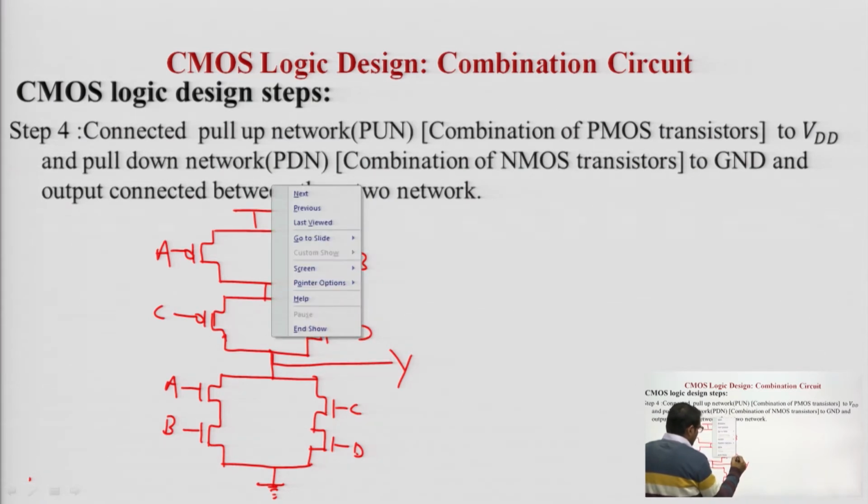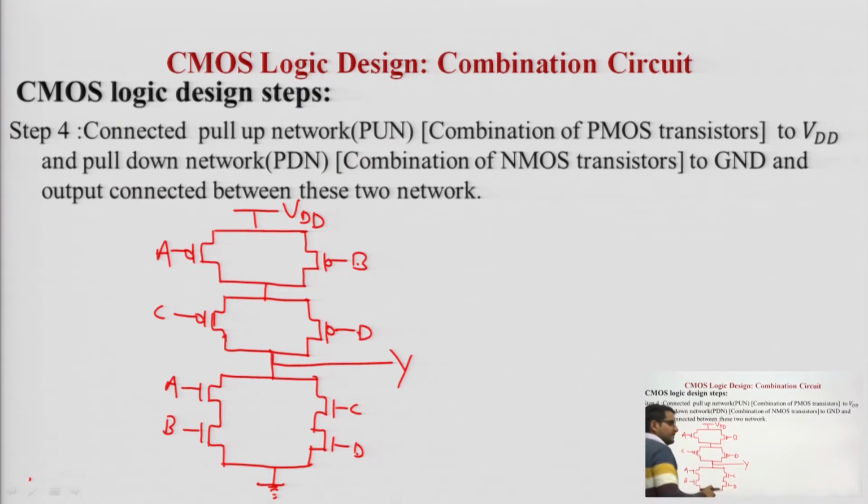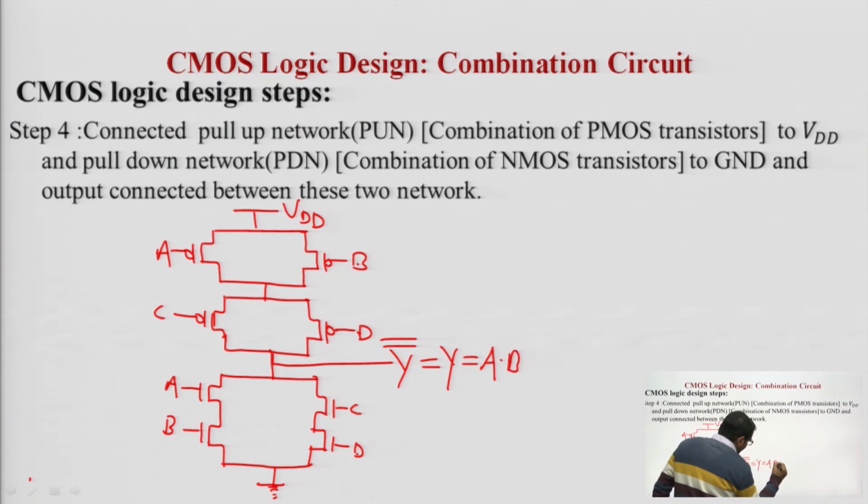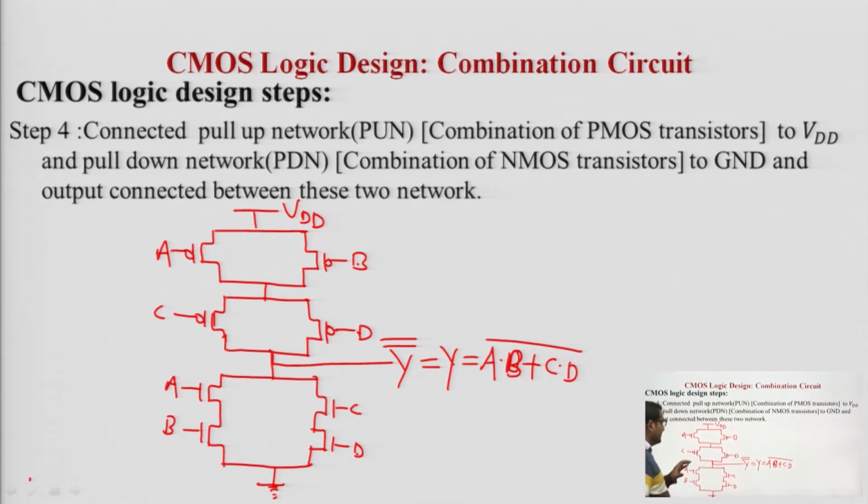Step 2: in a CMOS design, output is always given in a complementary form. So we actually start the design from step 2. Step 2 is Y bar. So output will come as Y bar, Y double bar. It comes Y, and Y equals A dot B plus C dot D bar. So these are the basic steps for designing a Boolean function using CMOS logic.